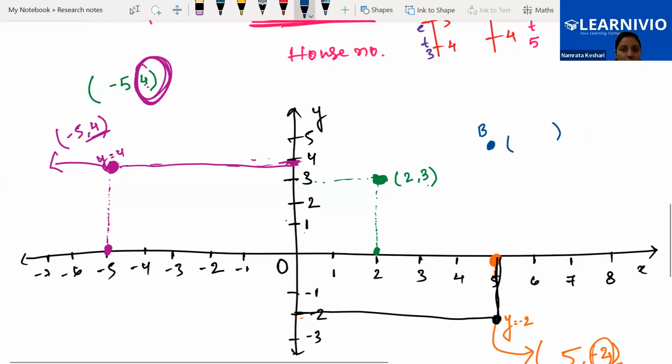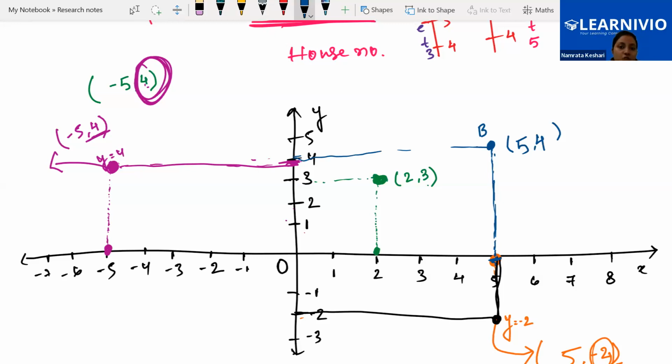From B, we will drop a perpendicular on the x-axis. Yes, perfect. The x-axis value is 5. From B, we will drop a perpendicular on the y-axis, and we realize that y is 4. So this is the address we have.